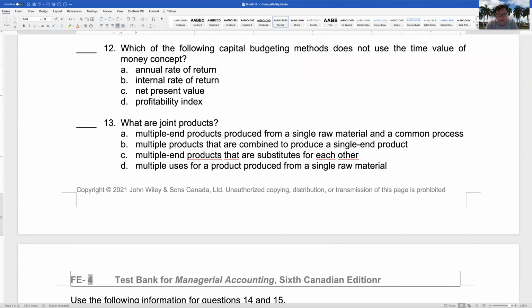Which of the following capital budget methods does not use the time value of money concept? Internal rate of return, net present value, okay. These two for sure are finance terms; you're going to learn this in finance. This is related to the time value: net present value, internal rate of return, and the profitability index. This also uses time value. So the only one that doesn't use the time value method is A, annual rate of return.